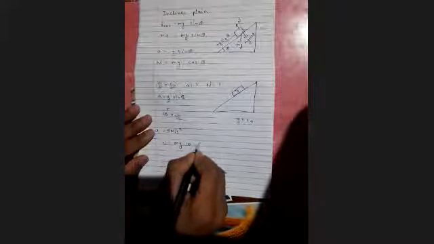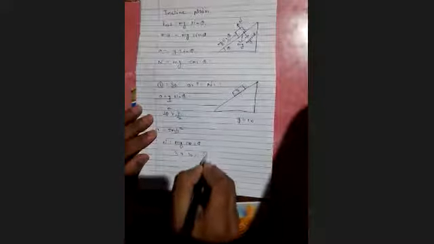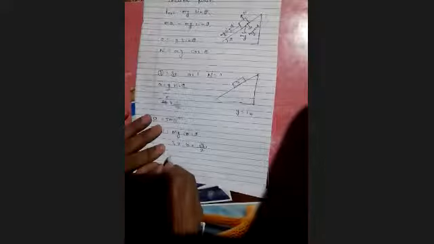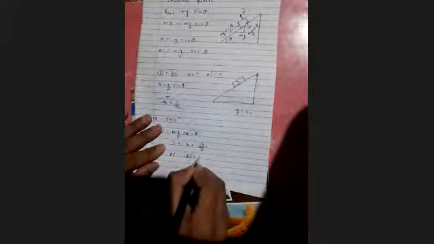And now we'll find N. We know that N is mg cos theta. Now we'll put values, we will get 3 into 10 into root 3 by 2. Now we'll solve it. From this we will get N as 15 root 3 Newton.